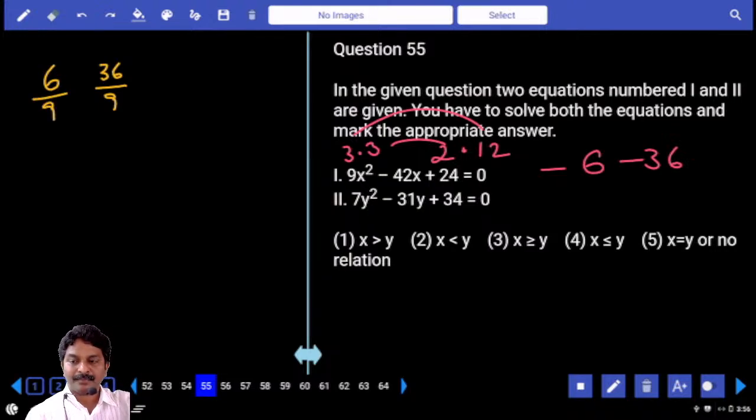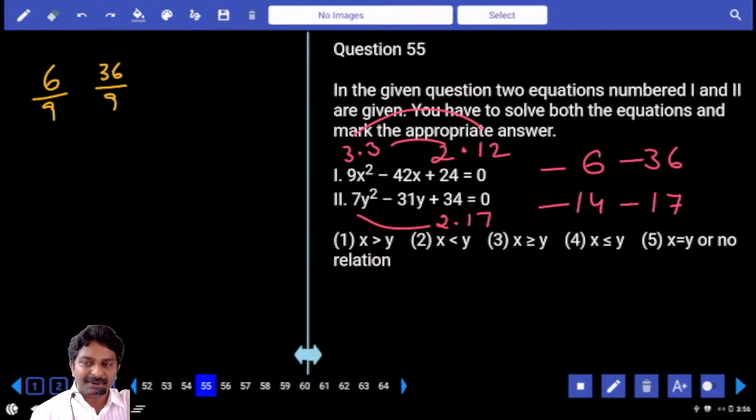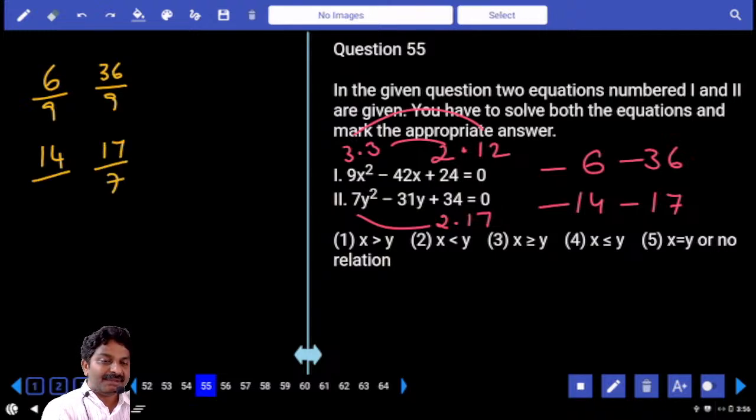Following, 34 can be written as 2 times 17. 7 into 2, 14, 17. Minus 14 minus 17 is the combination. Factors are plus 14, plus 17 divided by 7.